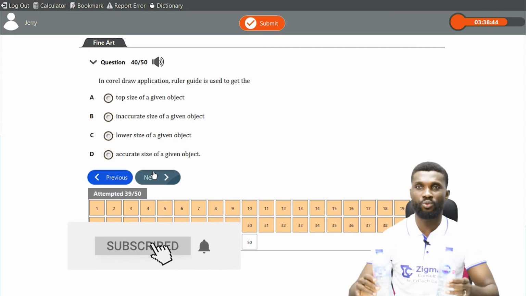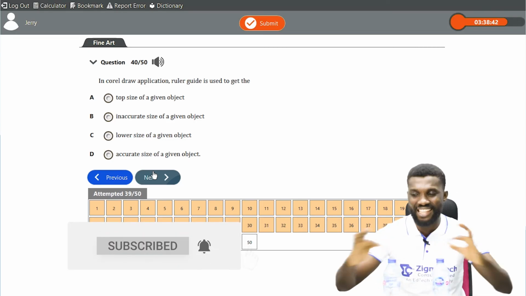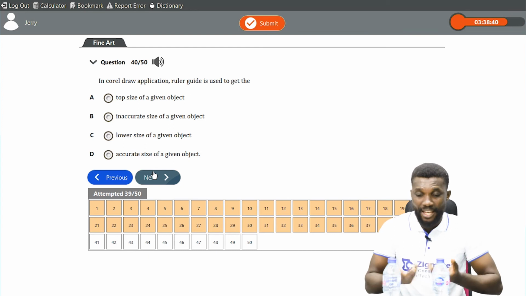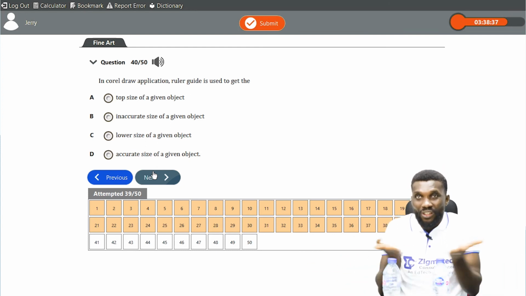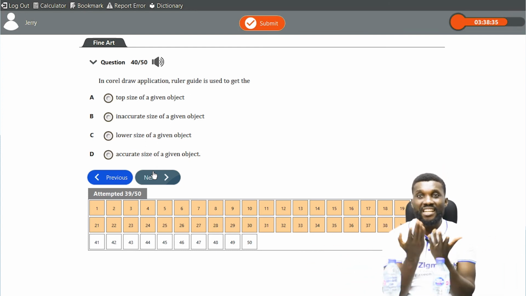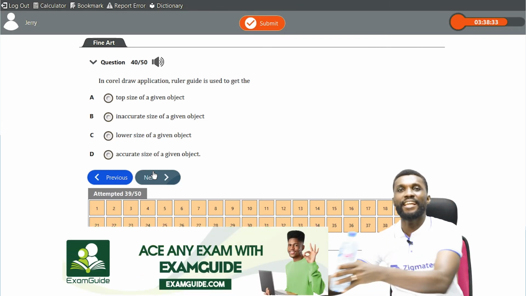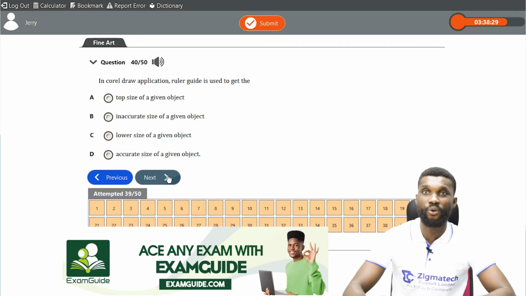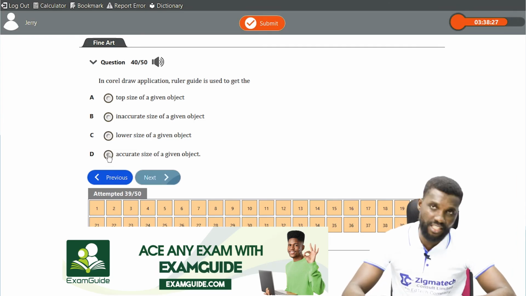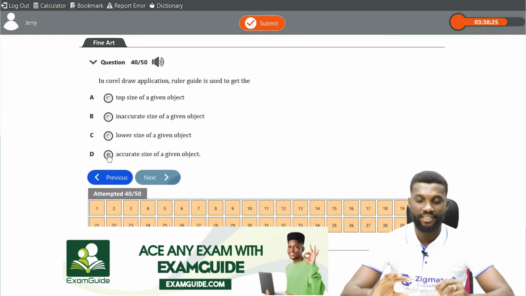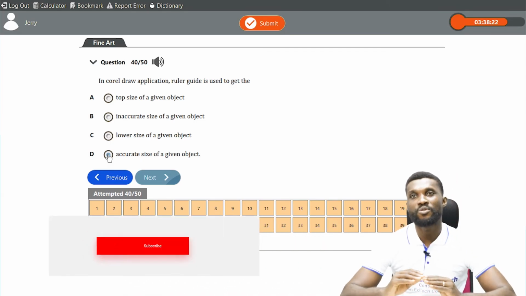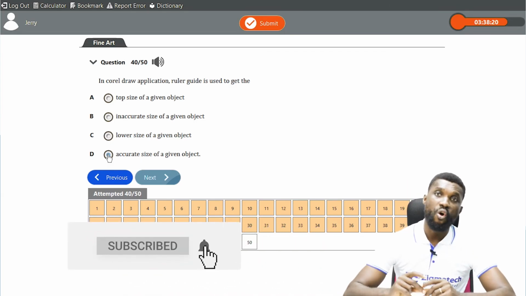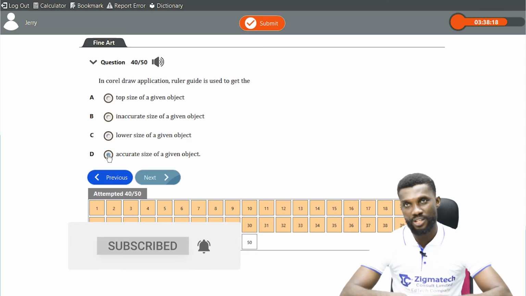So that is the work of the ruler guide. It helps you get the accurate size of the object. It helps you to align images on an equal pedestal. So that's exactly what it does in CorelDRAW design. Therefore, the answer is D. The ruler guide helps to get the accurate size of a given object.